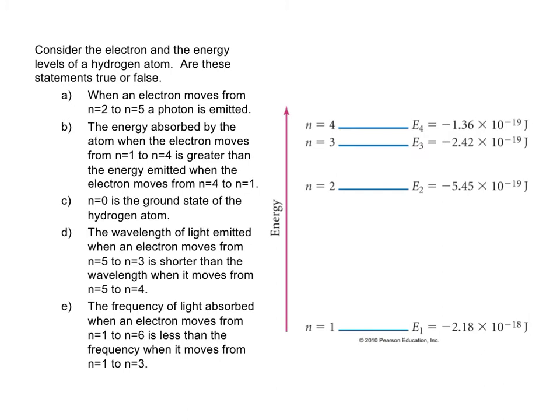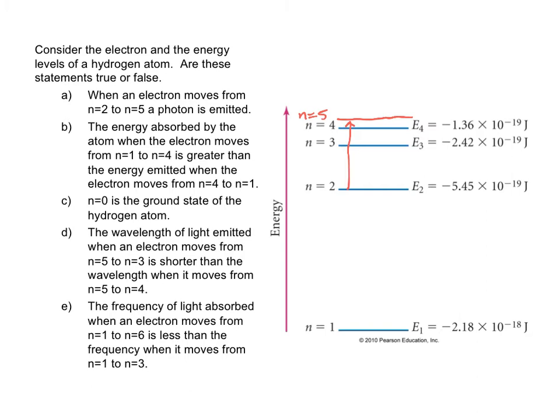So in A, we're told that when an electron moves from n equals 2 to n equals 5, which I'll draw in as n equals 5, a photon is emitted. So for each of these, take a second to think about it, or pause the video, and then once you've made your prediction, go ahead and restart it.